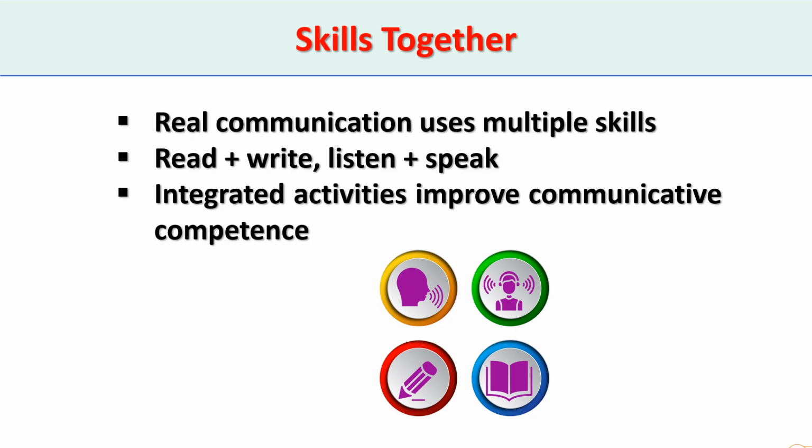Skills together here means the 4 macro skills. As you know, in any language, we still focus on the 4 macro skills: reading, listening, writing, and speaking. For real communication, we use multiple skills, meaning those 4 skills. Integrated activities improve communicative competence. What does it mean? It means that when you assign a task or teach your students, you need to find activities that include all the 4 skills together in order to improve them.